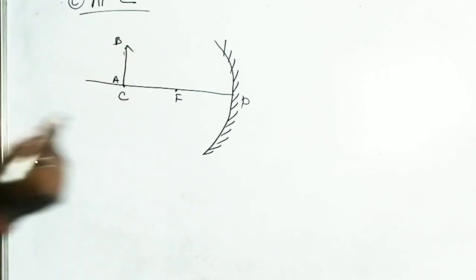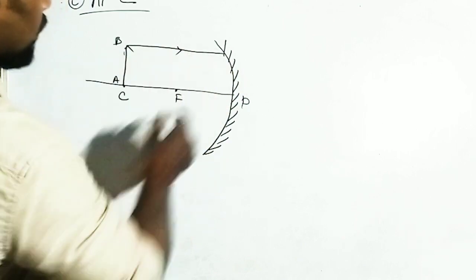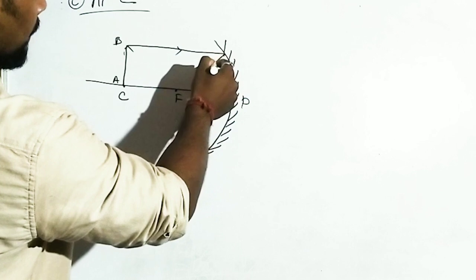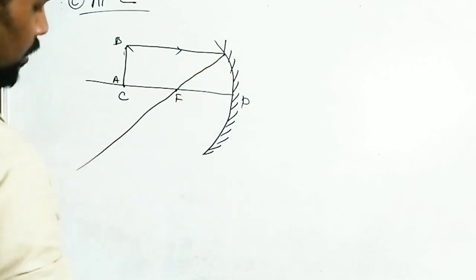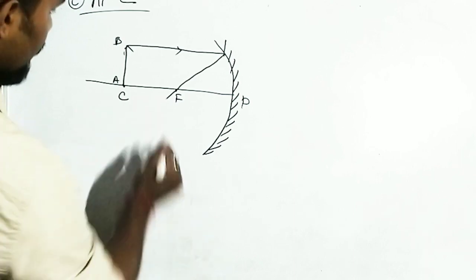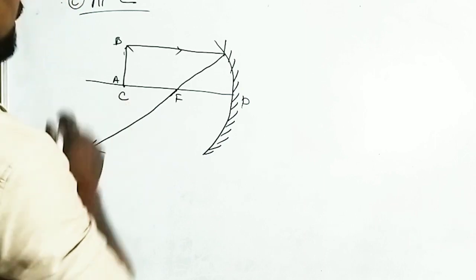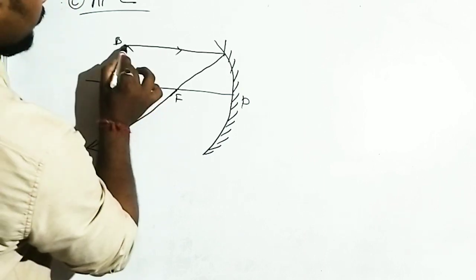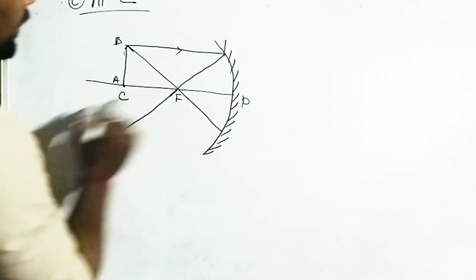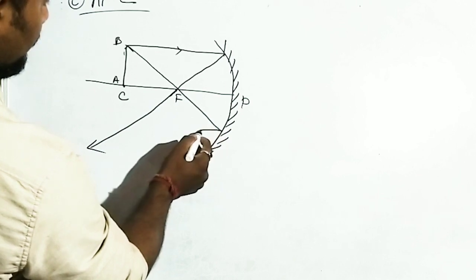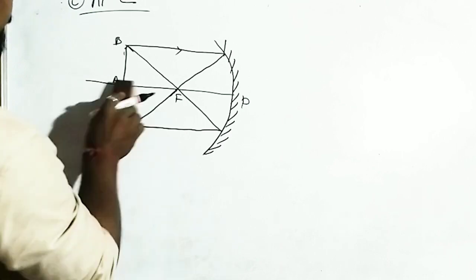Again there are going to be two rays. One ray, from the property of the concave mirror, will move like that. Sorry, it should move a little bit like that. Again there will be one more ray. So it moves like that and will pass through here.